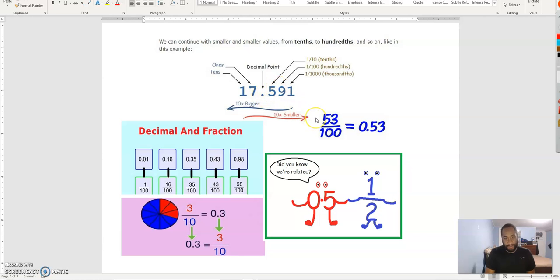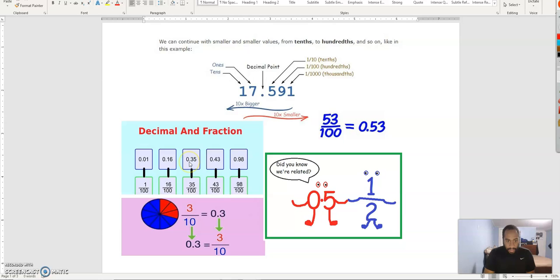Same as a fraction. That's why it says here, did you know we're related? Because fractions and decimals are both less than a whole. See here, there's a fraction, 53 over 100. That equals the same thing as 0 and 53 hundredths, because the 53 is in the hundredths place because it's out of 100. Look at these examples here.